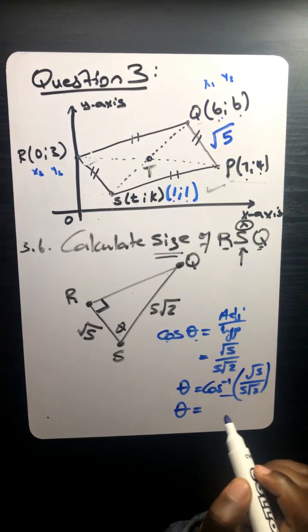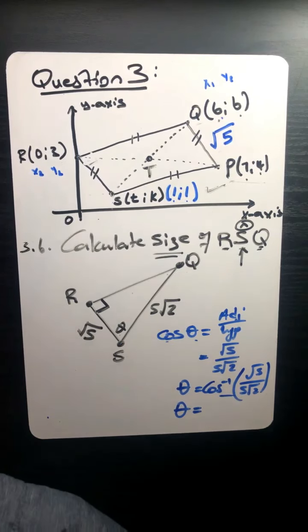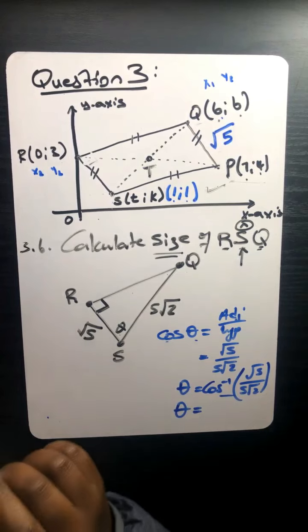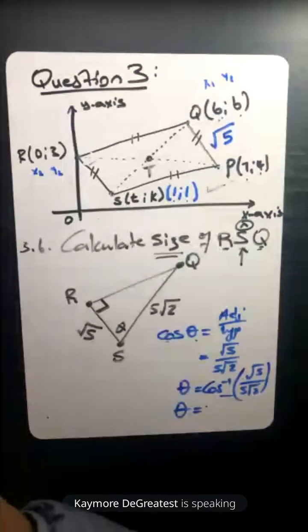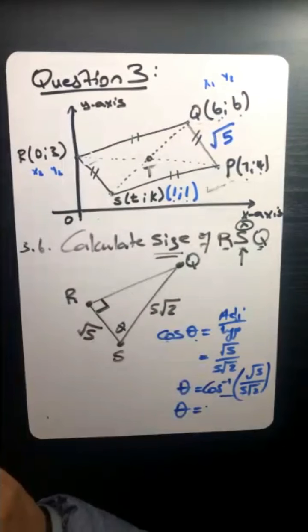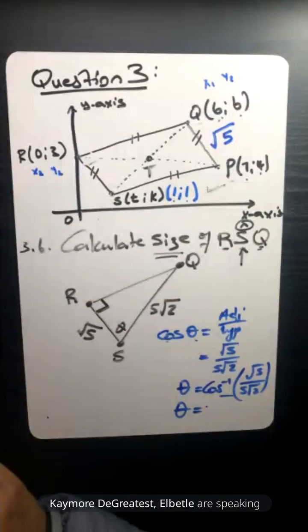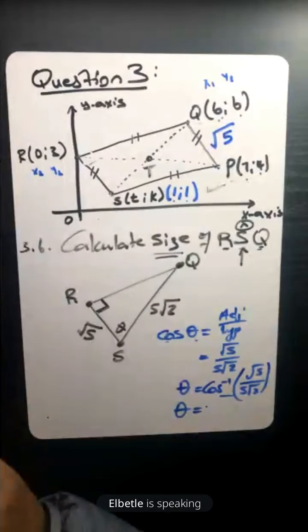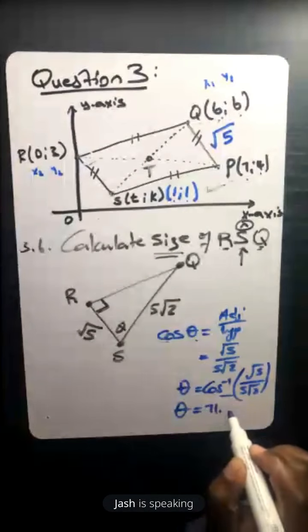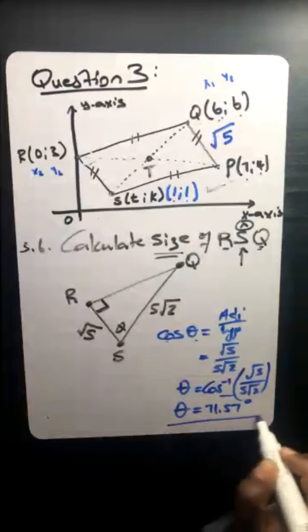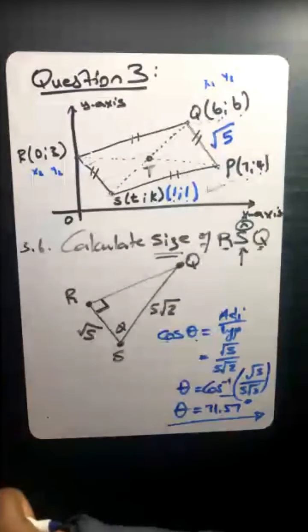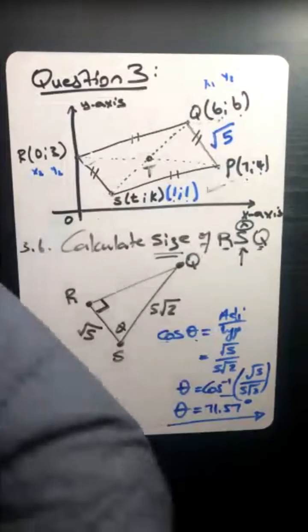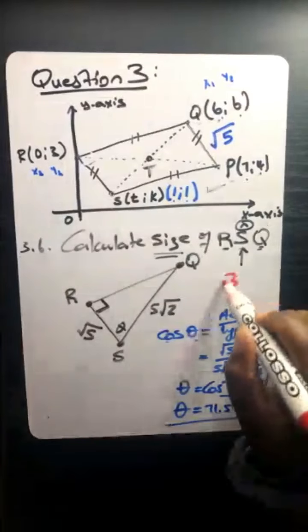So what is that angle guys? Is there someone who has calculated it? It's 71.57. Did I hear 71? Yes, sir. 71 and 72. 71.57. 71.57 degrees. Good people, by so doing, we are going to give you your full 3 marks.